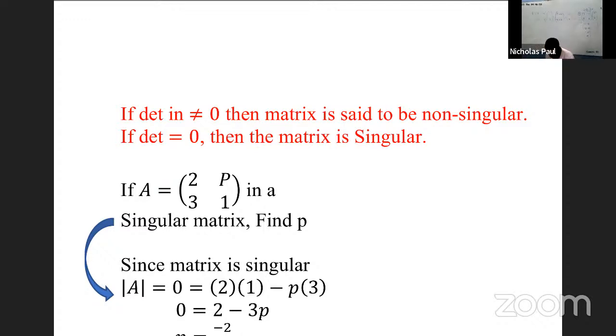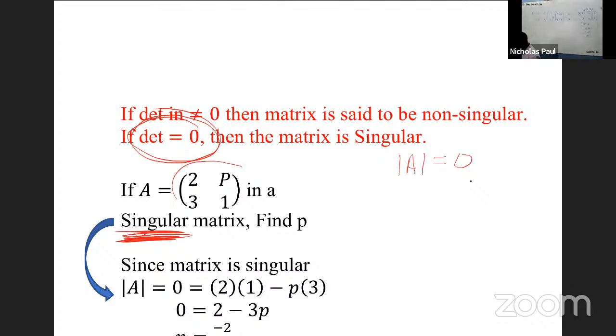All right, actually, I can work that example right here. If you look here, there's an example right there, right? They said that this matrix is singular. So if the matrix is singular, how do we find P? What we have to do is go back and use the information. The question said it's singular. So singular means that the determinant is 0. So it means that the determinant of A is equal to 0.